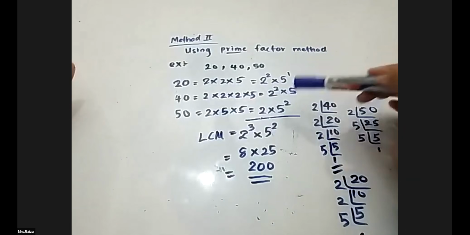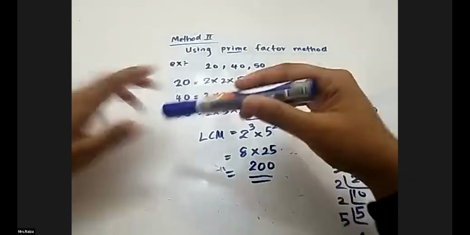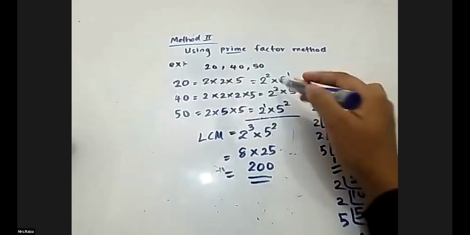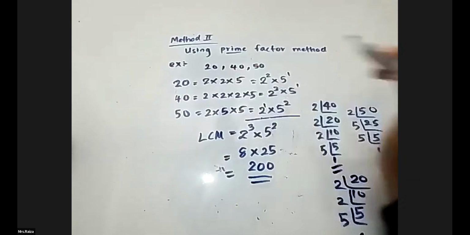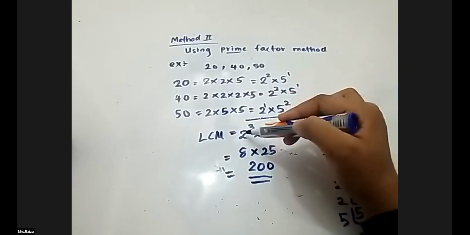After writing down the power, you have to see who is having the highest power, whose index is high. Here you have 2 to the power 1, 2 to the power 2, 2 to the power 3. So this is the highest one, the bigger one. That power should be taken out.